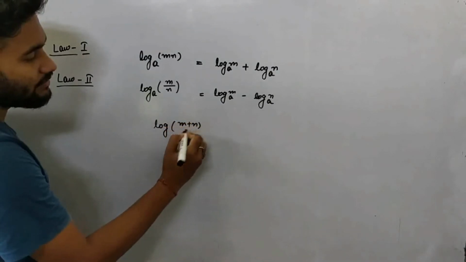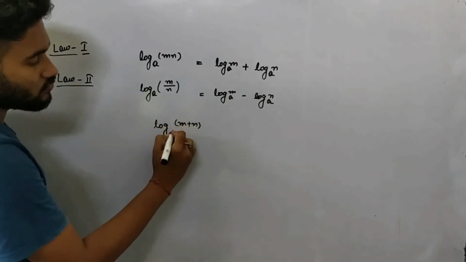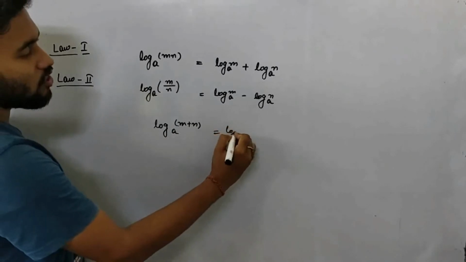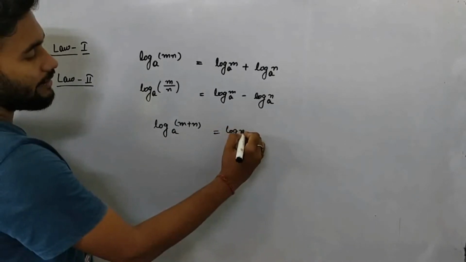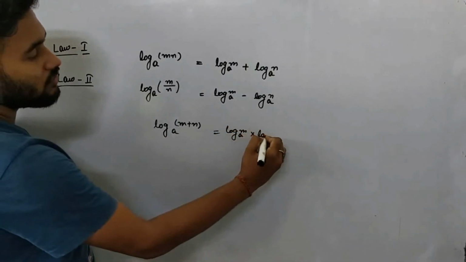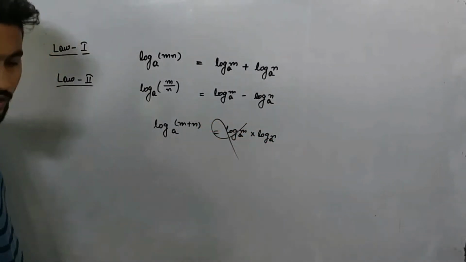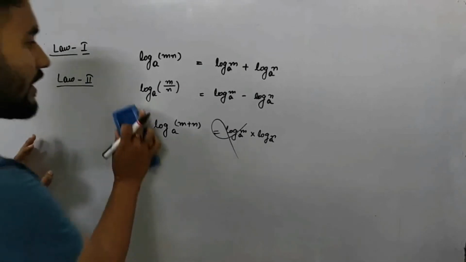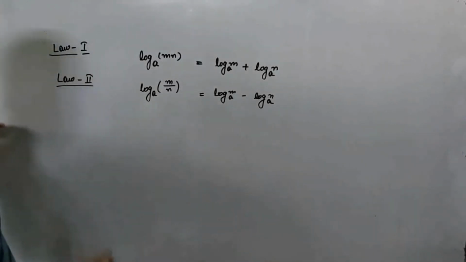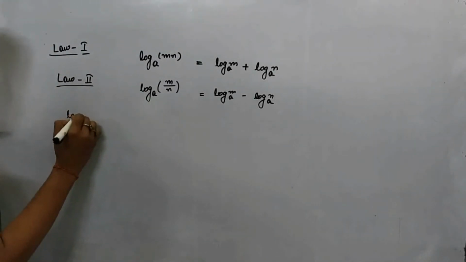Log of m plus n to the base A. Don't write it like log m into log n base A. There is no formula like that. Only for into and divide. Understood? Now law number 3.